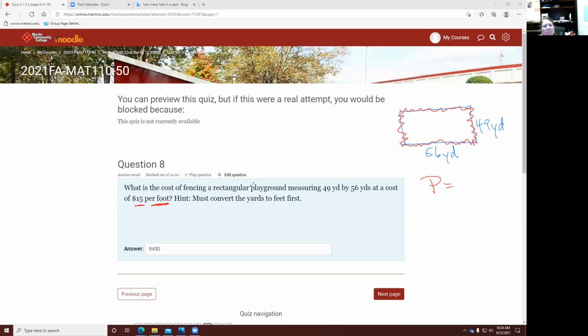And I even gave you guys a hint here. You must convert yards to feet first. So this needs to be converted to feet and this. So again, we go back to our conversions. 56 yards, and I want to convert it to how many feet? Well, how many feet are in a yard? We want to get rid of yard. So yard goes on the bottom, feet go on top. I know there are 3 feet in 1 yard. So I'm going to take 56 and multiply it by 3. So this is going to be 168 feet.